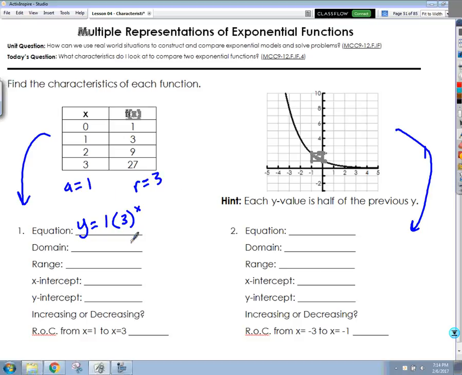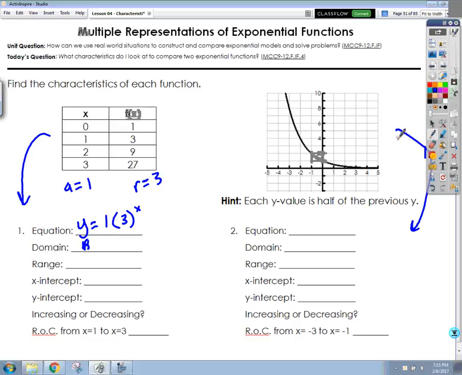And it works out. So our domain, again, is going to be all real numbers. If we're talking about an equation, y'all can't see that. Let me fix that. Is this better? All right, let me just change my ink pen here.